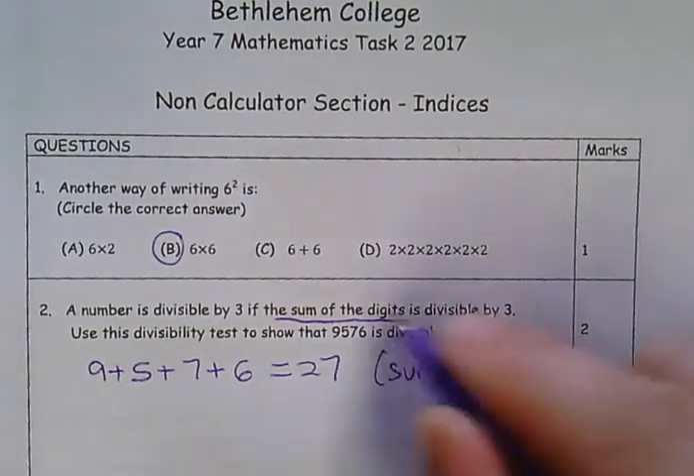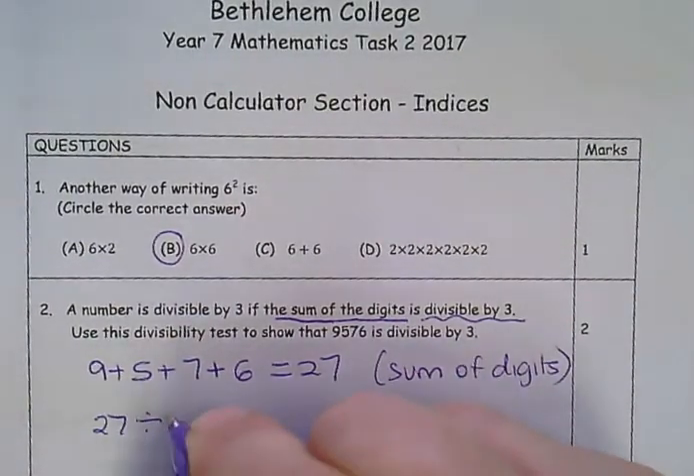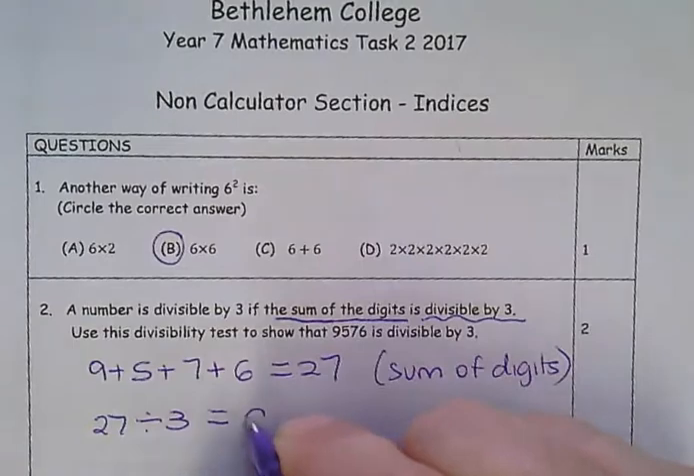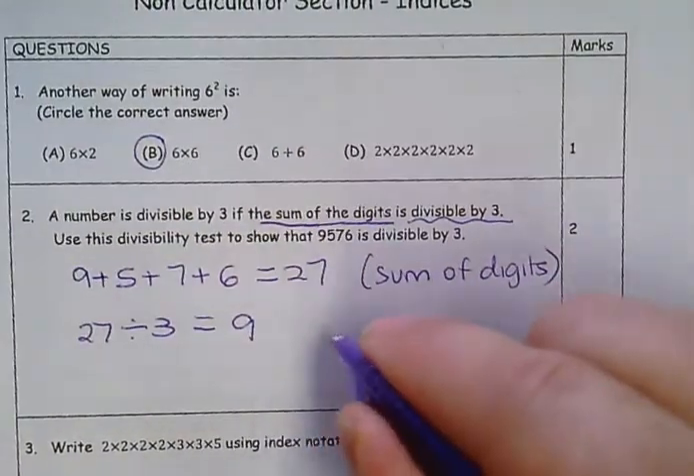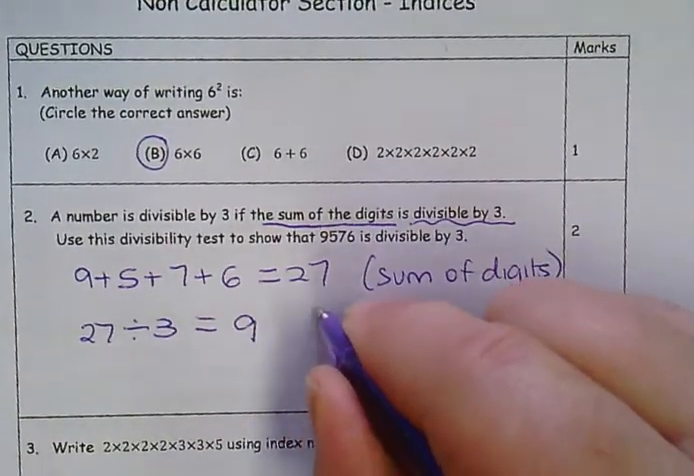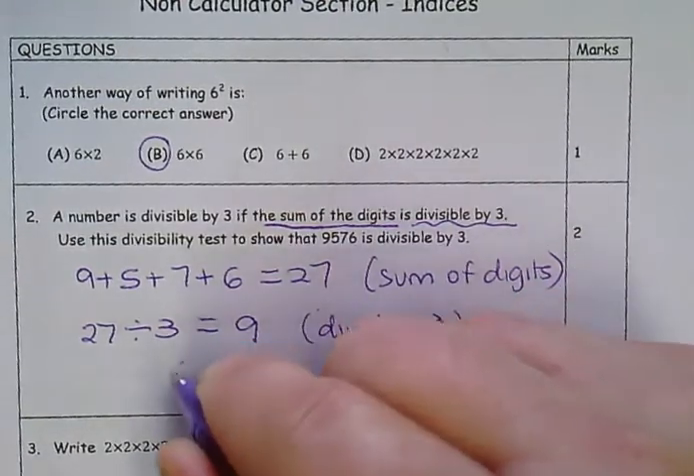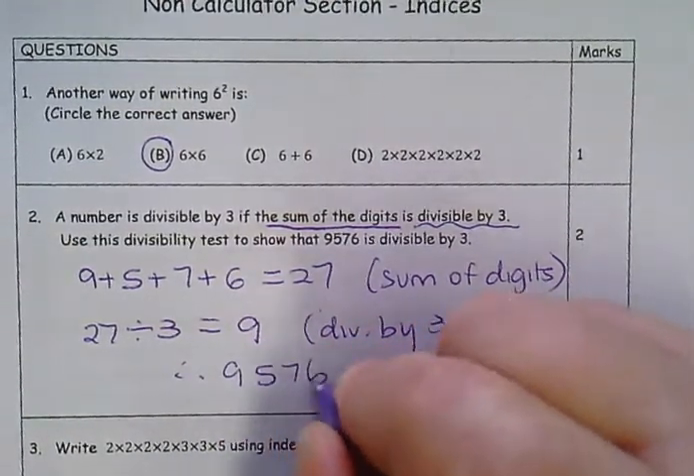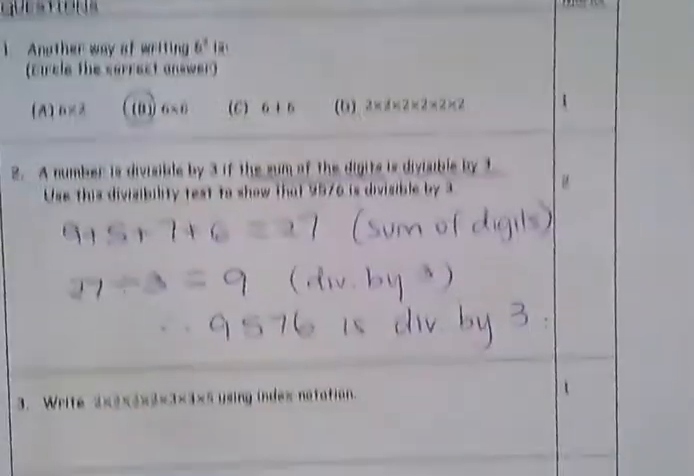And it says the sum of the digits is divisible by 3. So let's see if we can divide 27 by 3, and we can. So 27 divided by 3 is 9, and so therefore 27 is divisible by 3, and so therefore we can say that 9576 is divisible by 3.